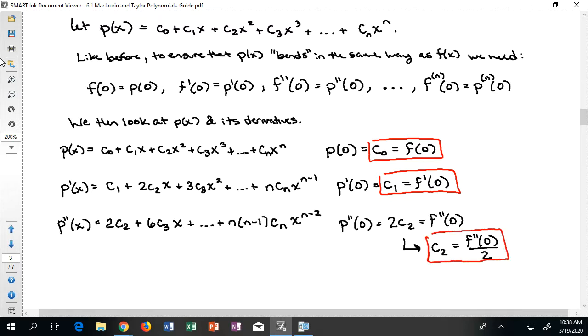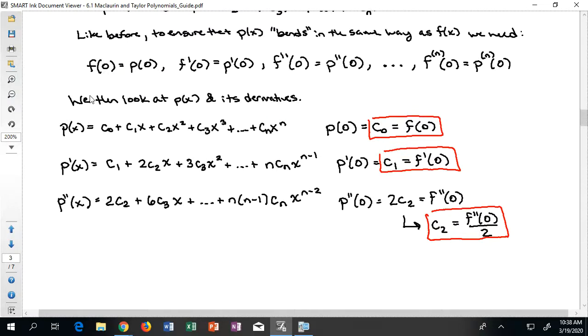Okay, so this is great. We're building these formulas. We found what c0, c1, and c2 are. I need to keep going. All right, so let's see. Let's go to a third derivative. So p triple prime. Just gotta keep this going. What's the derivative here of 2c2? Yeah, that would just be 0. The next one is 6c3.